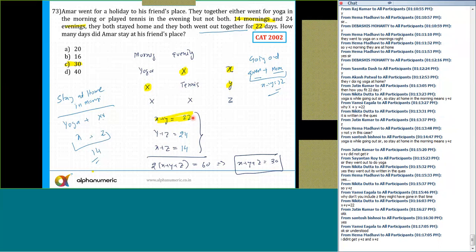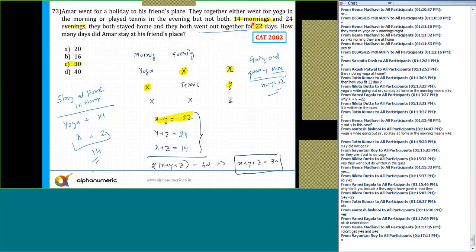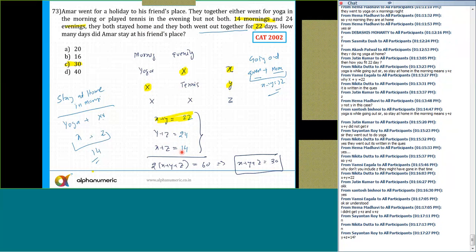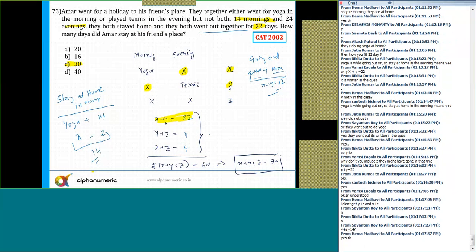No. Now, next point here. On 14 mornings and 24 evenings, they both stayed home. So on 14 mornings, they stayed home means what? That is Y plus Z. Achha, this is 24 and this is 14. It has gone reverse. Just a minute. Let me take care. This is 14 and this is 24. Yes, that was written in reverse. That's right.